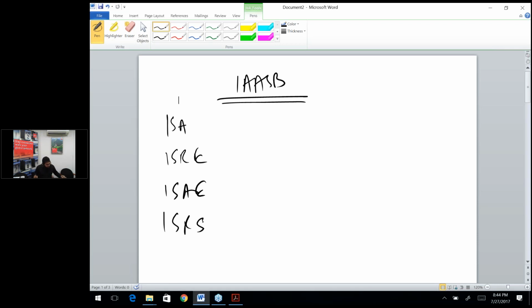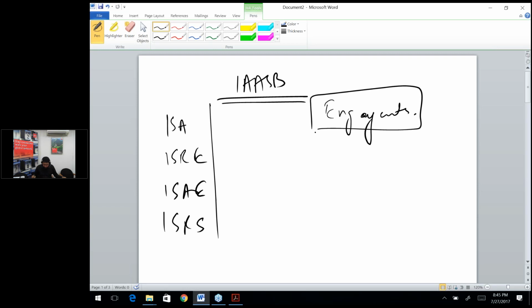When we talk about these specific IAASB pronouncements, at times students don't exactly have an idea of where we need to use these various pronouncements. So I'm going to explain a few things. Number one, let's talk about the various types of engagements that an entity could enter into. The number one category is assurance engagements.